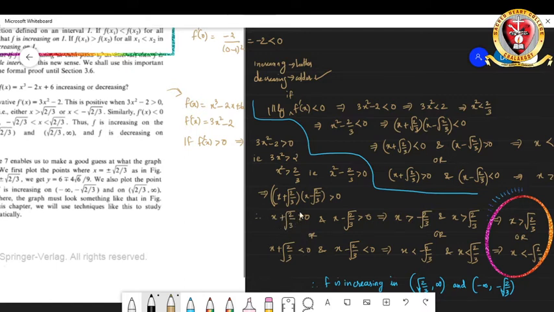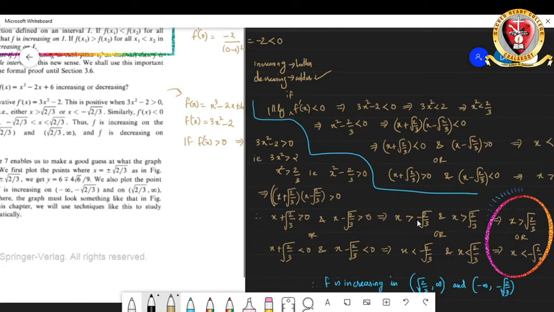So here you have two possibilities. The product of two numbers is strictly greater than 0 means you have two possibilities: both the numbers are strictly greater than 0, or both the numbers are strictly less than 0. So you have these conditions. First condition is x plus root 2 by 3 is strictly greater than 0 as well as x minus root 2 by 3 is strictly greater than 0, or x plus root 2 by 3 is strictly less than 0 and x minus root 2 by 3 is strictly less than 0.